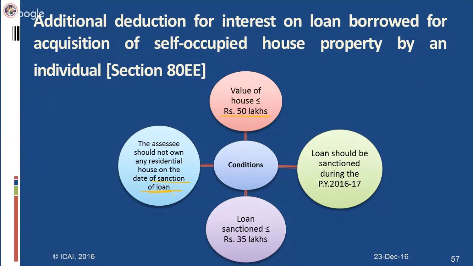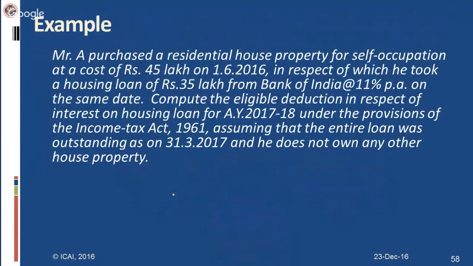So in case of first home buyers, if they purchase a house property of 50 lakhs or less and take a loan of 35 lakh or less, then he will be eligible for both the deductions. And there is a benefit of 2,50,000. He can claim a deduction under both these sections up to ₹2,50,000. Take this example: Mr. A purchased a residential house property for self-occupation. The property should be self-occupied. It is not a let out property.